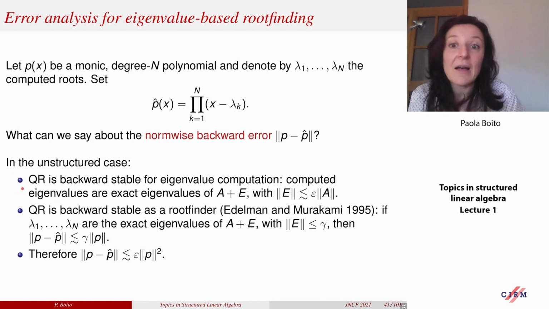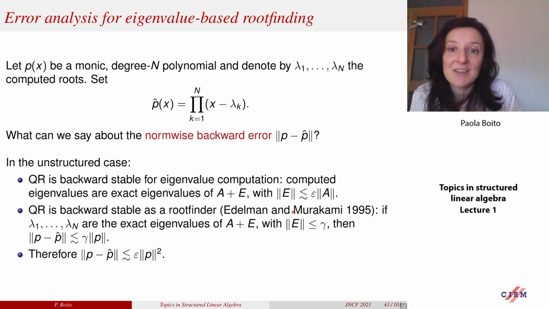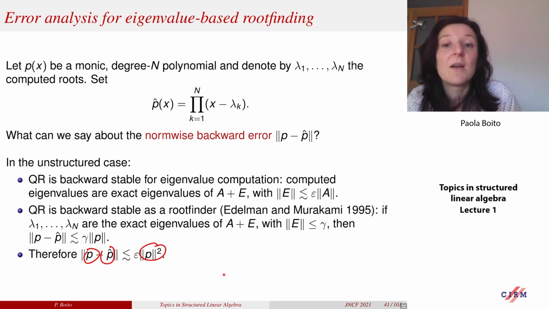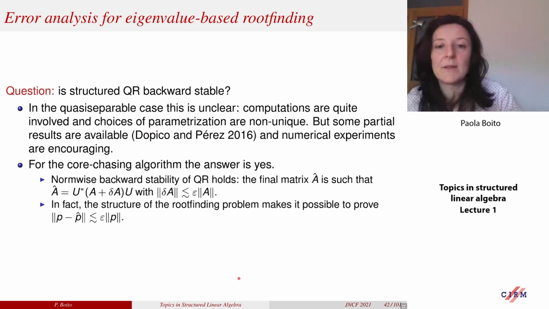So unstructured QR is known to be backward stable. And there's a classic, very fascinating work by Eden and Murakami, which characterizes the backward error of QR as a root finder. What we find is that the distance between the original polynomial and the polynomial that has as exact roots the roots computed by QR is of the order of machine epsilon times the square norm of the polynomial. I mean the norm of the coefficient vector of the polynomial.